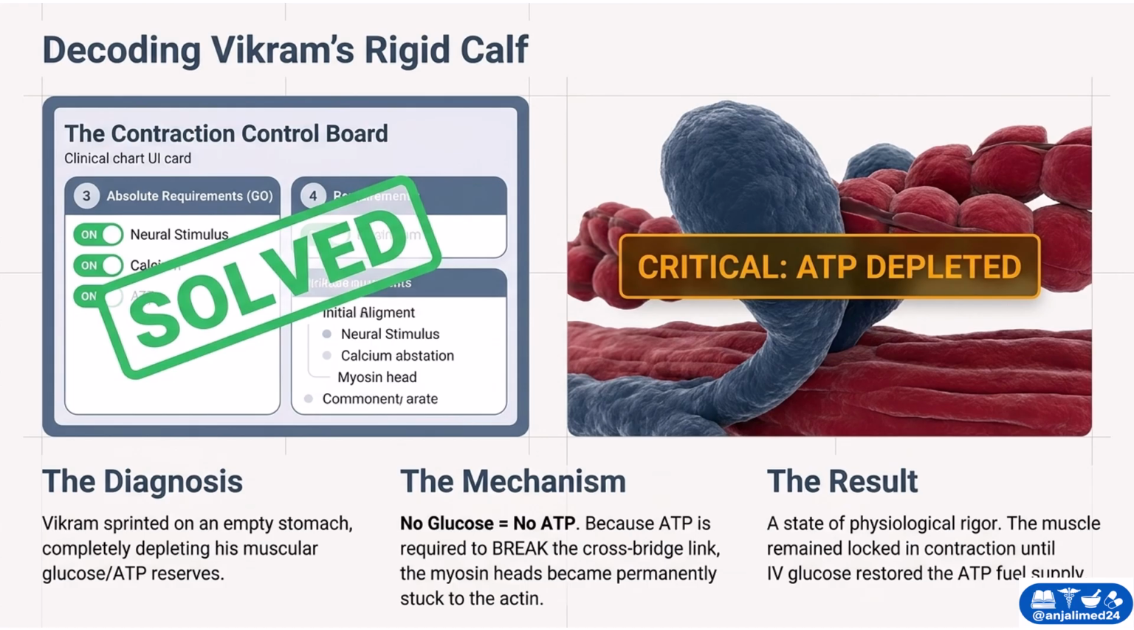So, the final takeaway from Vikram's case is simple: no glucose means no ATP, no ATP means no cross-bridge release, and no release means persistent muscle contraction. That is the physiology explanation behind his rigid calf.